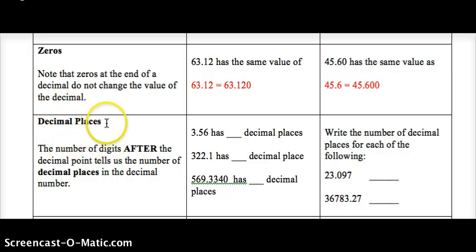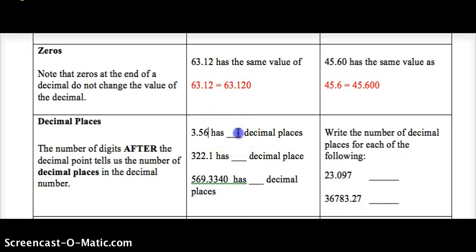Decimal places, what does it mean? What it is that we have to count the number of digits after the decimal point. That tells us the number of decimal places in our number. So the reason it's after the decimal point, remember, before the decimal point, you've got the whole number part. And it's not till after the decimal that you have the decimal part of your number. Remember, 3 is in the whole number bit and the 5, 6 is in the decimal part.